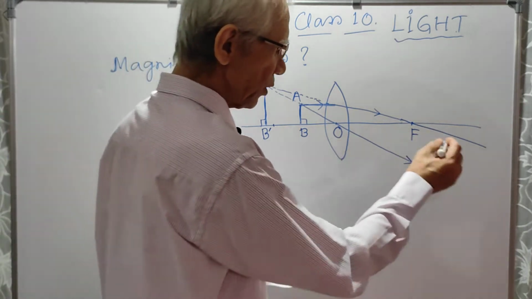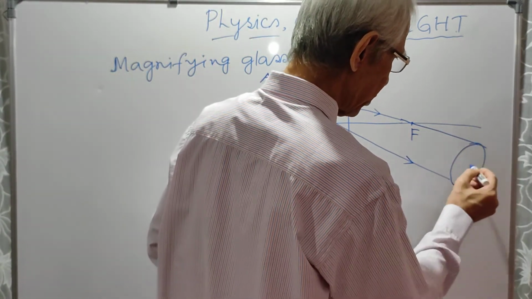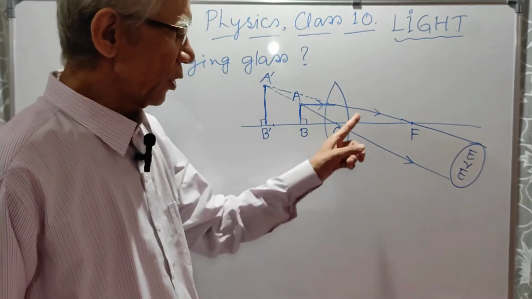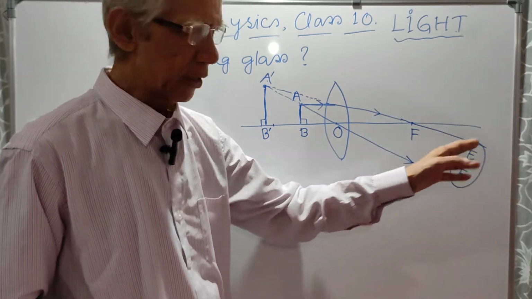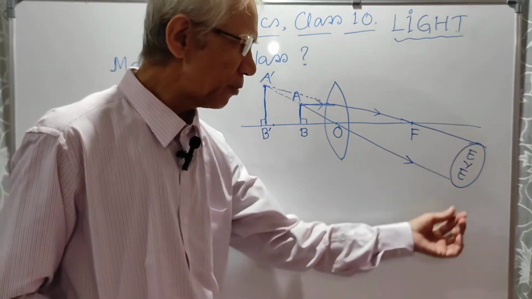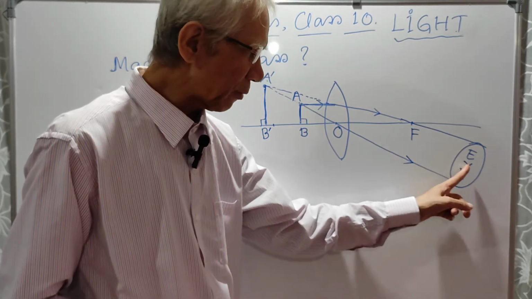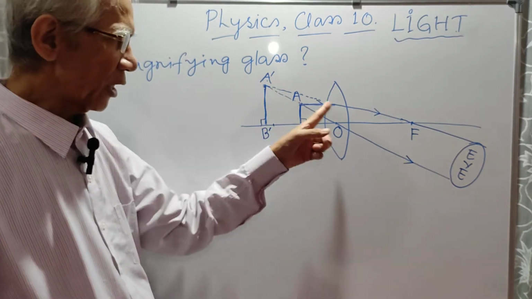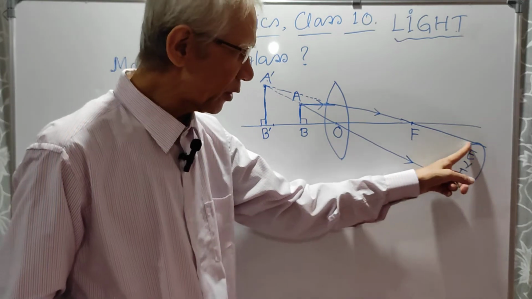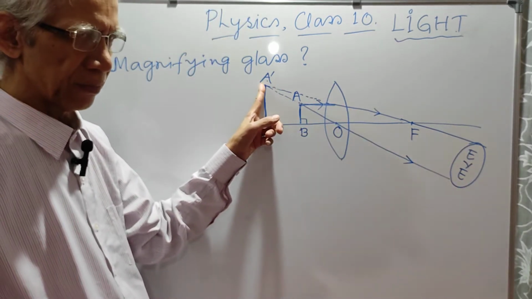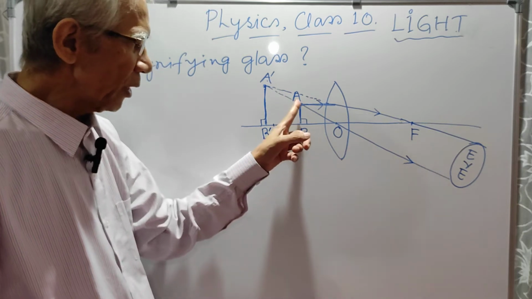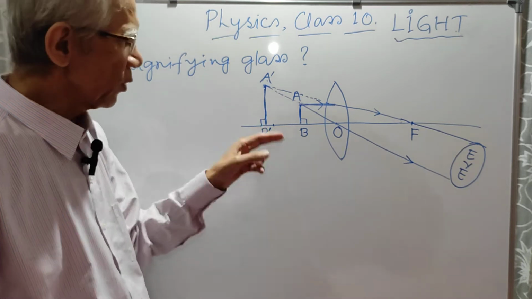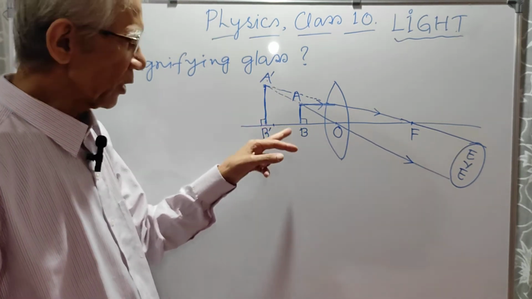All right. Now, these rays will fall on the eyes of the observer. They will never meet, but they will fall on the eyes of the observer. If the observer's eye is positioned here, then for the observer, the rays will appear to come from A dash, although they are actually coming from A. So, the observer will see the image of A at A dash. That way, the whole image of AB will be seen at A dash B dash. You see A dash B dash is magnified. It is much larger than AB.